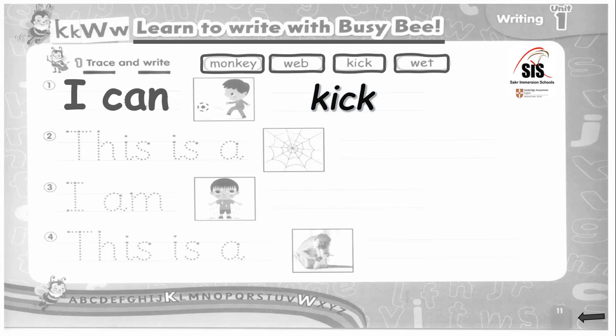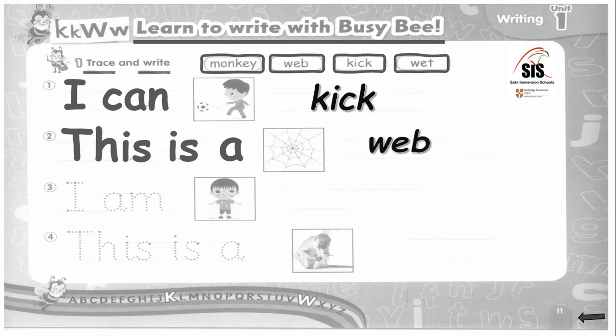Number 2. This is a. Trace them, please. A what? Look in the picture. Excellent. A web. Which one is web? Excellent. This is web. Write it next to the picture of the web.